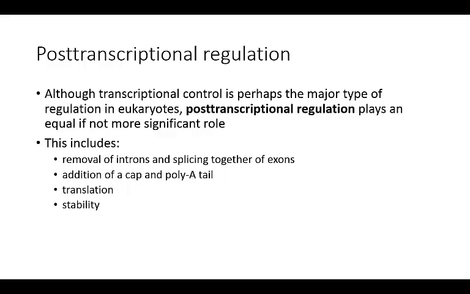So we'll talk about how introns can be removed and exons can be spliced together. There's also a cap that gets put on and a poly A tail that gets put on. And it can include downstream things too, such as translation and stability, but we'll primarily talk about those in the next lecture.